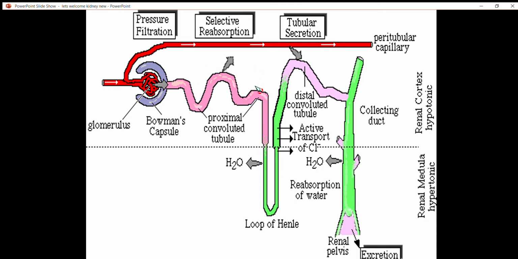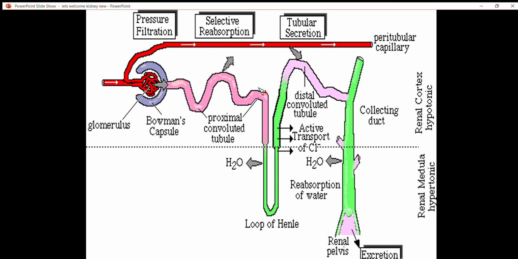So this is your second chapter. And this whole portion, the proximal convoluted tubule, is concerned with reabsorption. That means the things we have already filtered over here will go back to the blood. The arrow is showing that they are going back to the blood. So this whole portion is concerned with reabsorption.